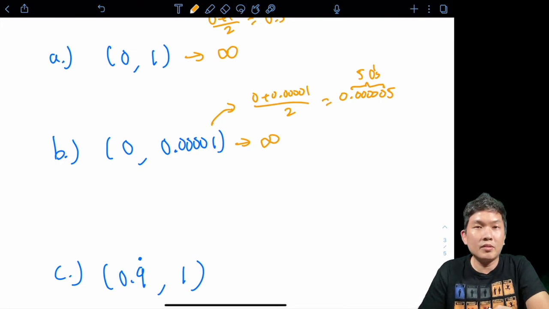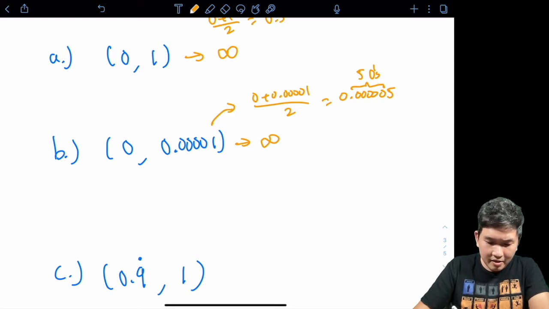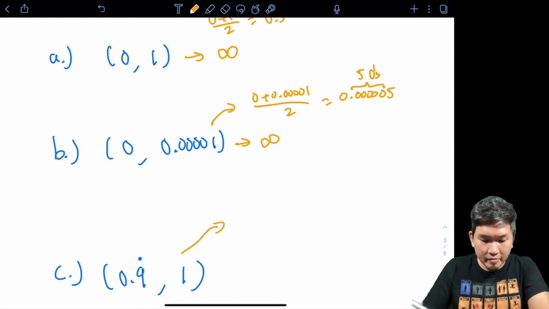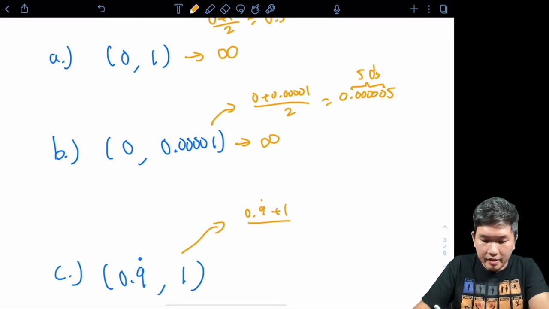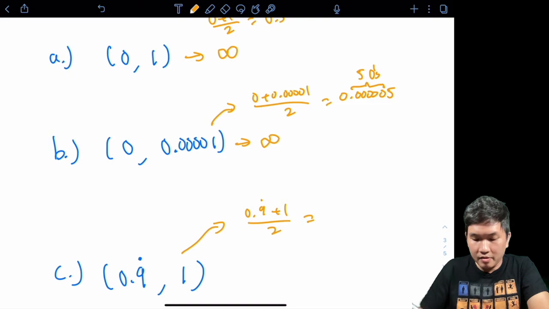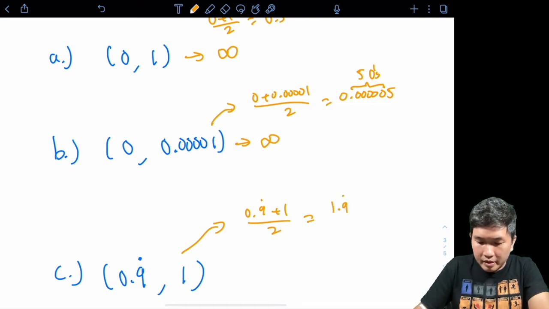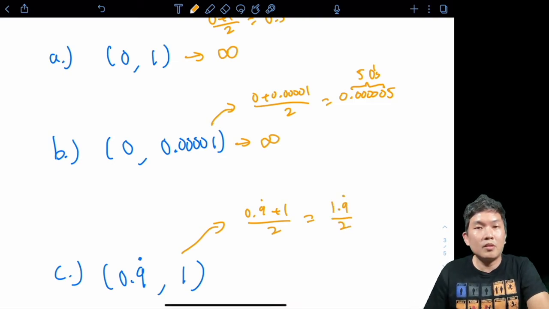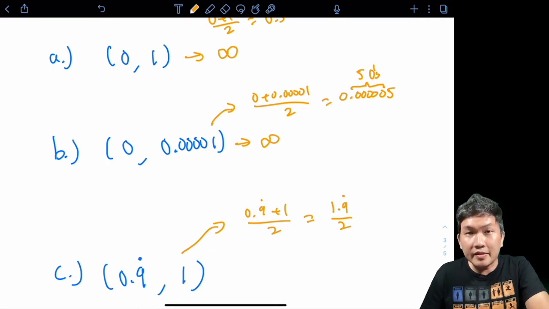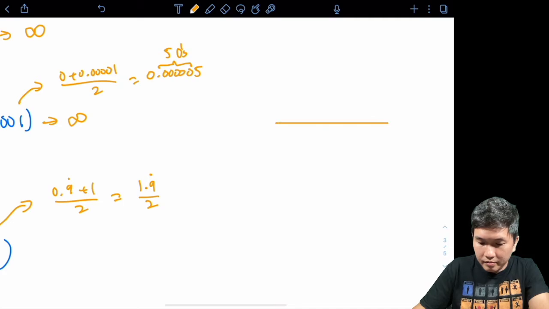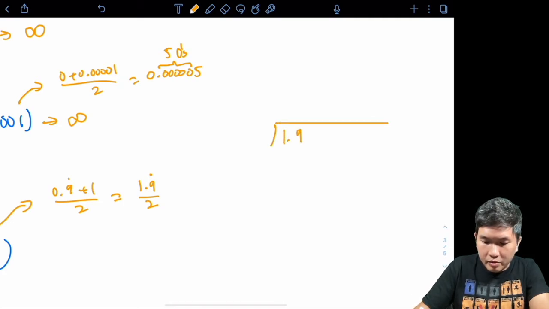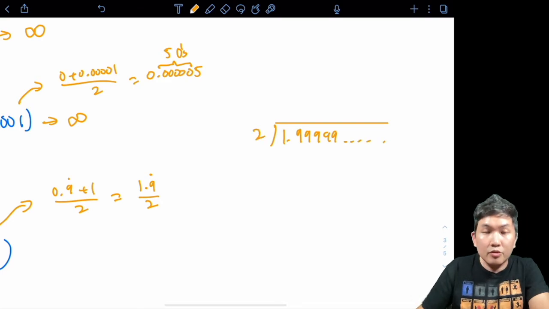What are the numbers between 0.9 repeating and 1? And of course, we should use our go-to method. That is, if I add 0.9 repeating and 1 and divide it by 2, what do I get? Now, in the numerator, you're going to get 1.9 repeating divided by 2. So what is 1.9 repeating divided by 2? Well, we can do long division. So that's going to be 1.9 repeating. That's many, many 9s. And we divide it by 2.